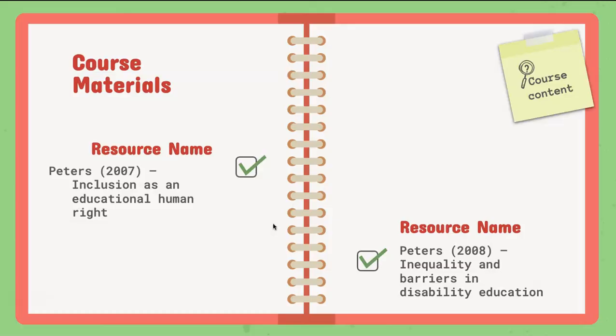Before interviewing him, I reviewed a few course readings along with some individual research. For the course materials, I used Peter's Inclusion as an Educational Human Right and Peter's Inequality and Barriers in Disability Education. Both of these gave me a structure for explaining inclusion as a human right and focused on education inequality and structural barriers.